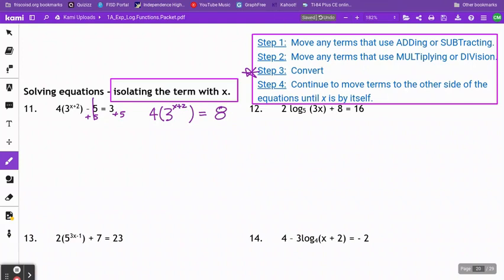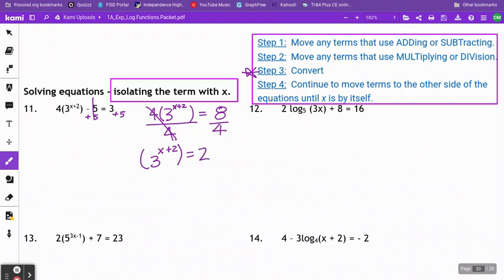Okay, my goal is still to get x by itself, so before I can get in there to that, I need to move the 4. The 4 is being multiplied by the exponent, so right now I will divide both sides by 4 in order to move it over to the other side. So now I have my exponent equals 2.